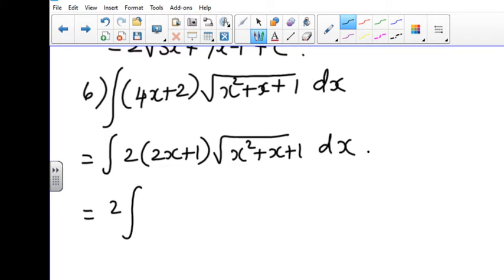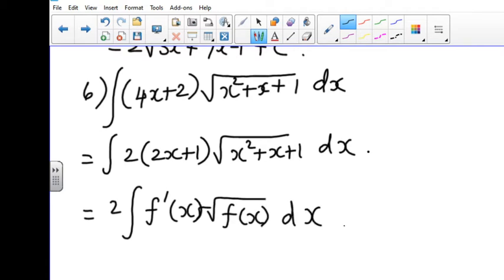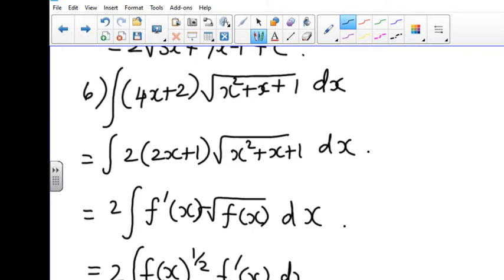Here, 2x plus 1 is the differentiation of this term: x square gives 2x and x gives 1. So we can write this as f dash of x into root of f of x dx. Root of f of x can be taken as f of x whole to the power 1 by 2, into f dash of x dx.